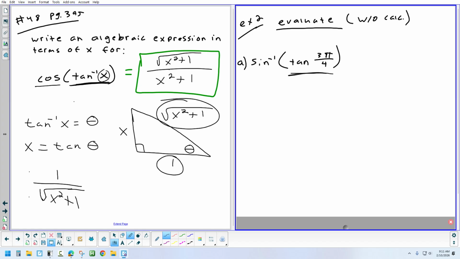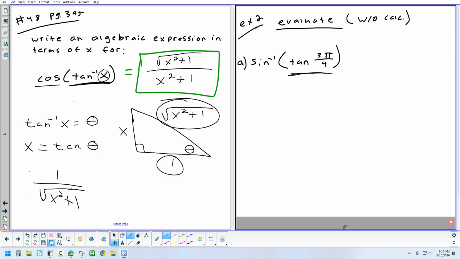This time the inside function is not inverse trig. Well, that's fine. Doesn't always have to be inverse trig. This one's regular trig. So we're going to try to actually figure out what is the tangent of 3 pi over 4. And to figure that out, we need the unit circle. So 3 pi over 4, that's a multiple of what number?